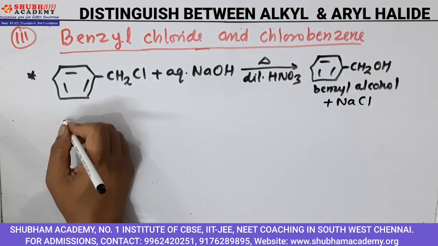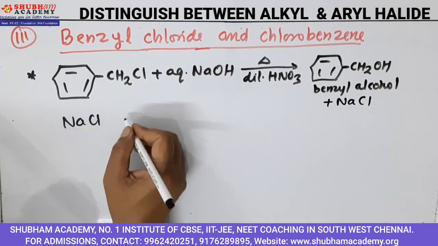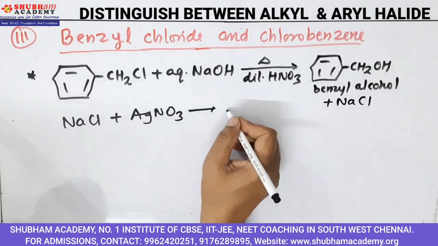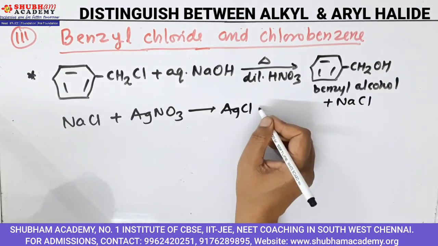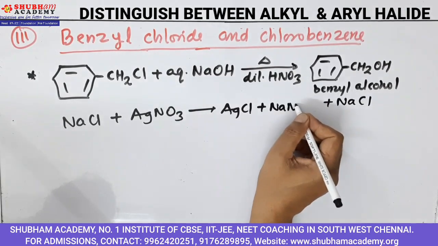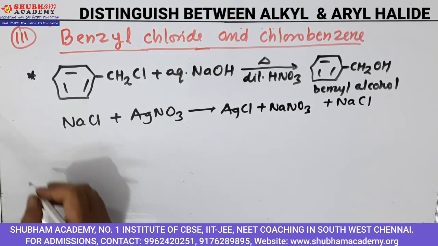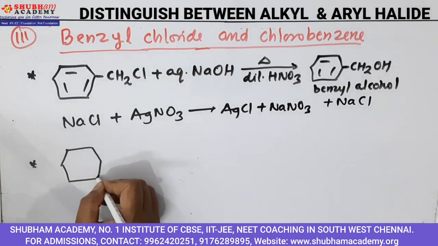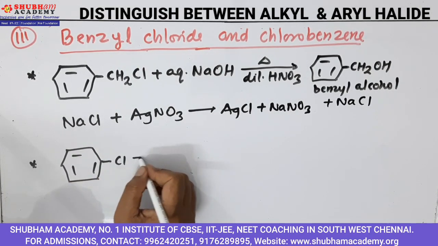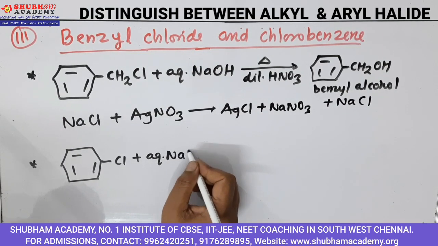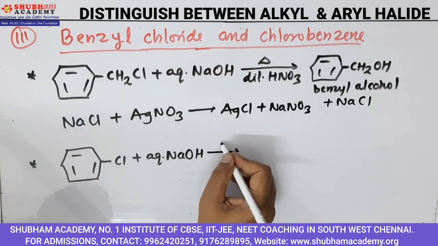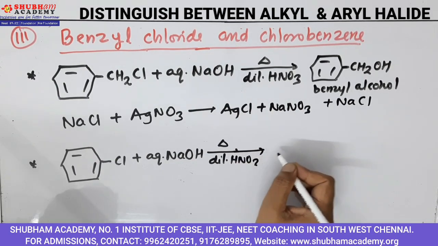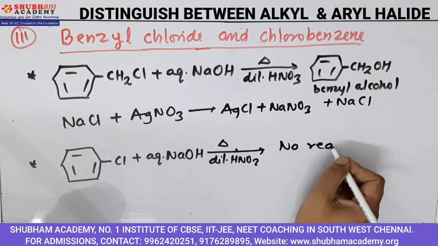Now, this NaCl in aqueous form will combine with AgNO3 and you will get AgCl, white precipitate, plus NaNO3, right. Whereas for chlorobenzene, again the same reaction, aqueous NaOH, heat, add dilute HNO3, okay, you will get no reaction.